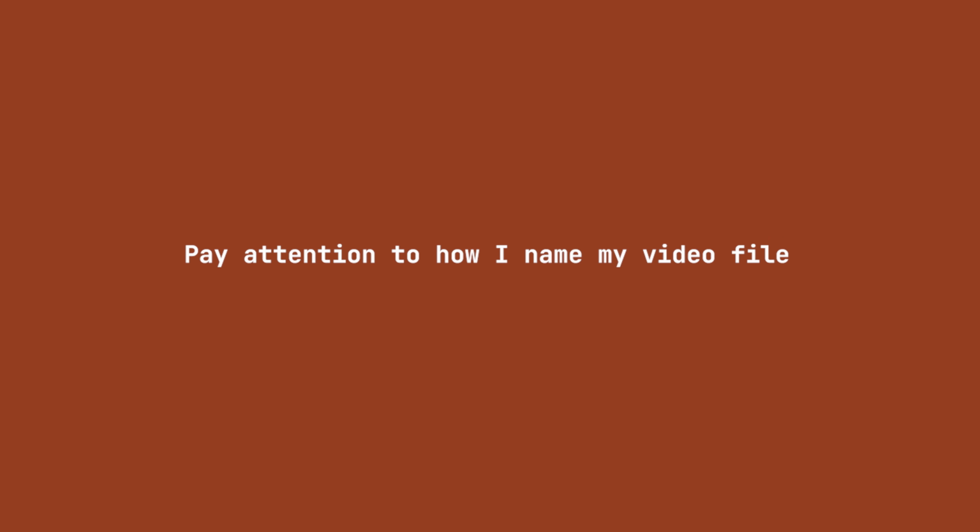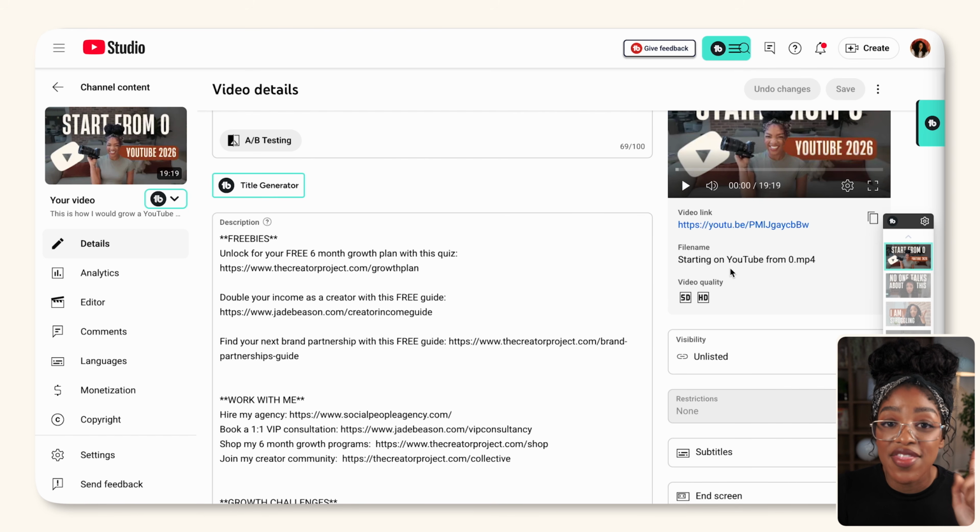Something that I would do to increase the chances of YouTube sharing my content when others are searching for it online is I would pay attention to how I name my video file. Now, this is something I've spoken about before, but maybe not enough. YouTube, when it's trying to figure out what your content's about, it's looking for something called metadata. And that is essentially little clues that they find when they're looking at this window.